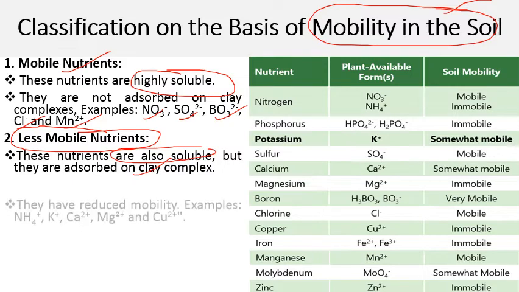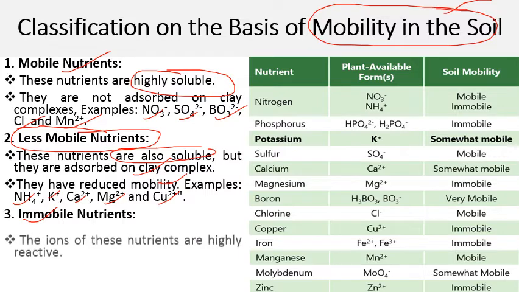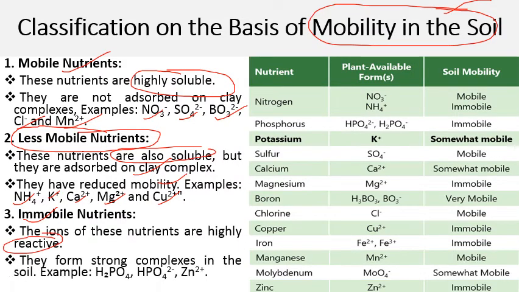They get adsorbed on the clay complex. They have reduced mobility. For example, we have ammonia ion, potassium, calcium ion, magnesium ion, and copper ion. Next category is immobile nutrients. As the name indicates, these nutrients are highly reactive and they form strong complexes in the soil. That's why they are not available for the plants, like phosphoric acid and hydrogen phosphate ion, then zinc ion. So this is the classification of nutrients on the basis of mobility in the soil.